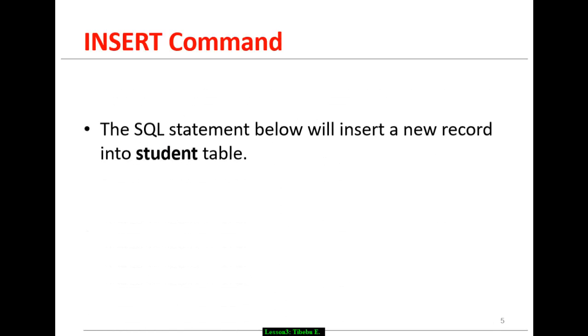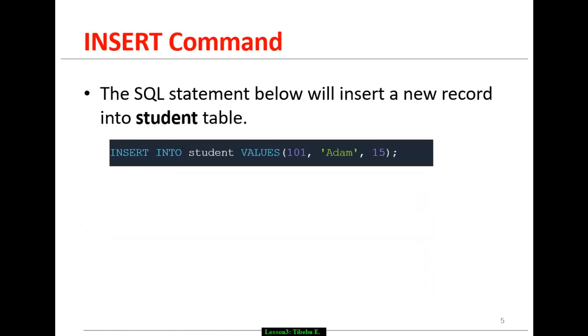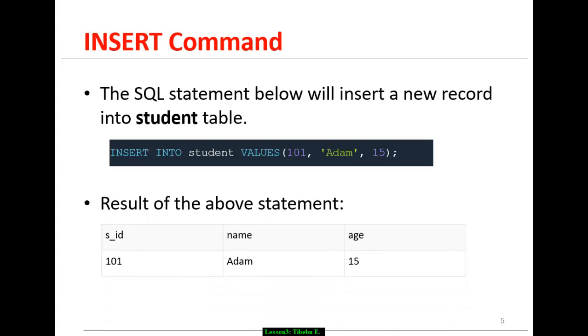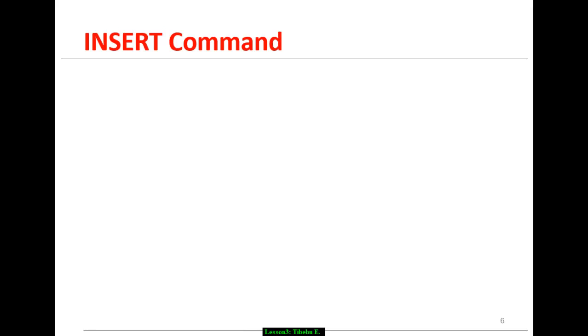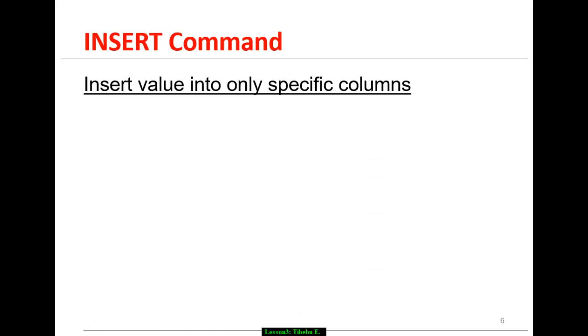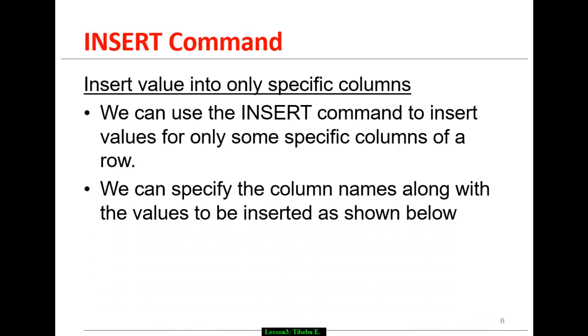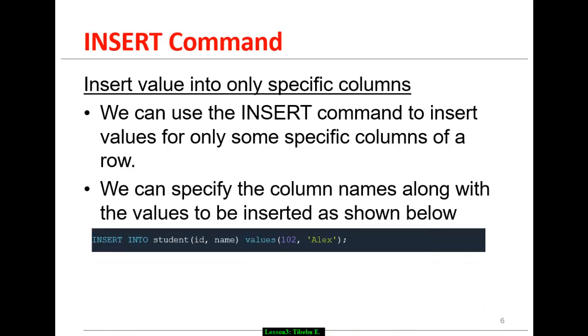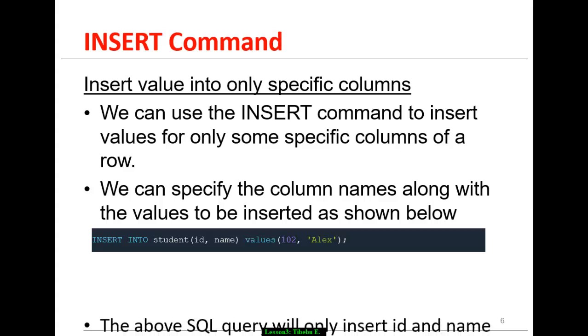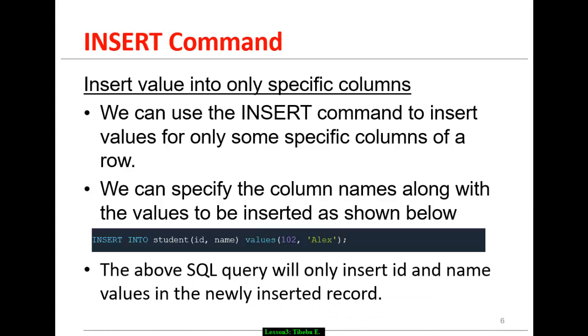Now, the SQL statement shown below will insert a new record into the student table. Result of the above statement is shown in the table below. We can use the insert command to insert values for only some specific columns of a row. We can specify the column names along with the values to be inserted as shown below. The above SQL query will only insert ID and name values in the newly inserted record.